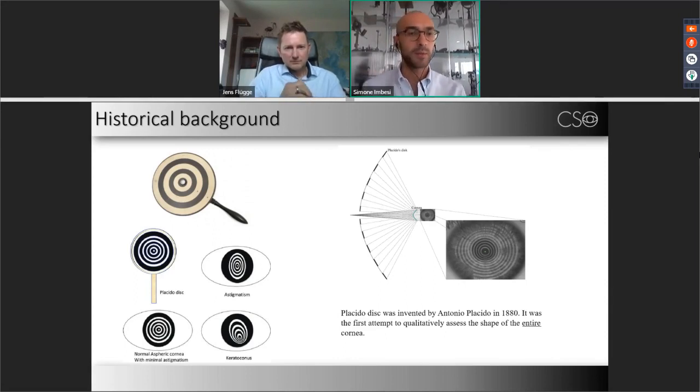The principle behind the Placido disc was really simple. The closer the reflected rings, the steeper the curvature at that point, and the farther the rings are from one another, the flatter the curvature at that point. Here in the picture we can appreciate even the typical cases, first of astigmatism. This is the way the cornea reflects the rings of the Placido disc in an astigmatic eye, and this is the way that the cornea reflects the Placido rings in a keratoconic eye.